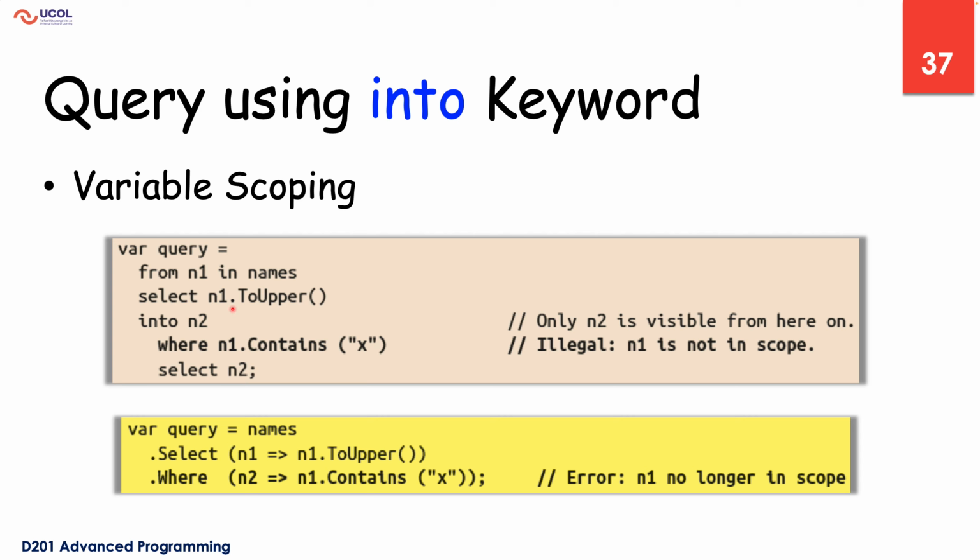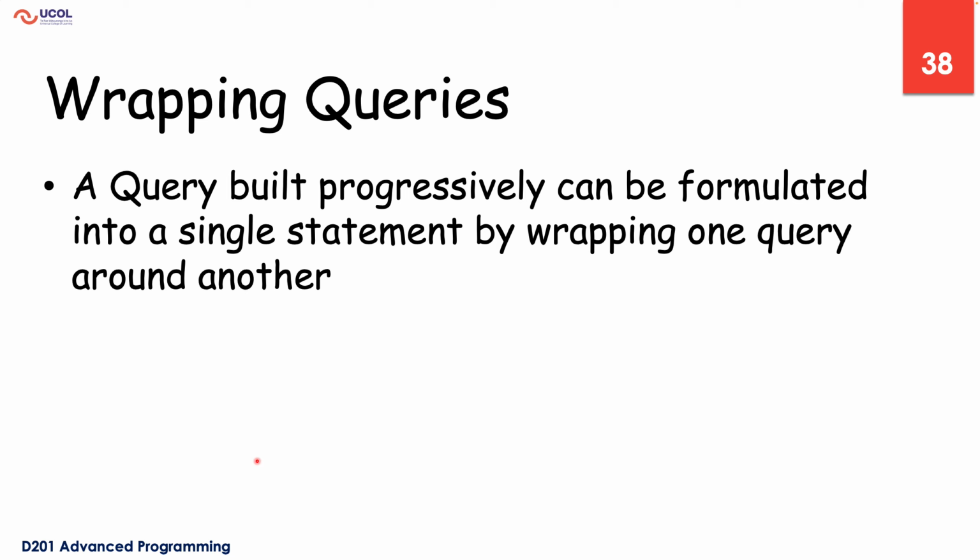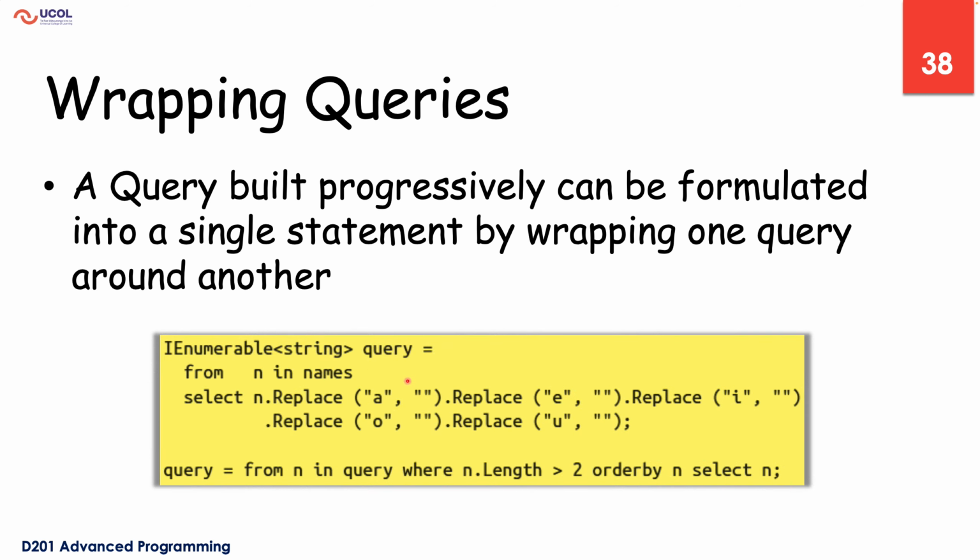Here we are talking about the query syntax, and this was the lambda syntax. Wrapping the queries: again, we can wrap queries. Queries built progressively can be formulated into a single statement by wrapping one query around another. So we have this specific query, and then we say from n in the query. Now we are using that specific query inside the other one.